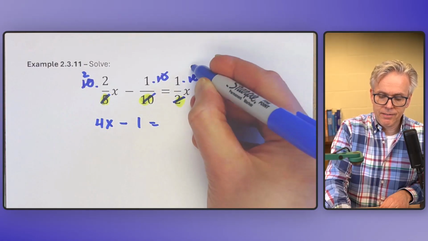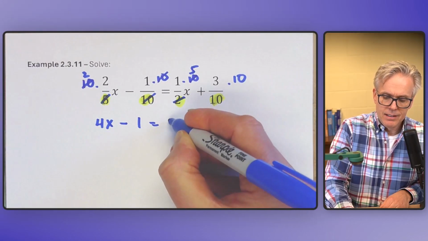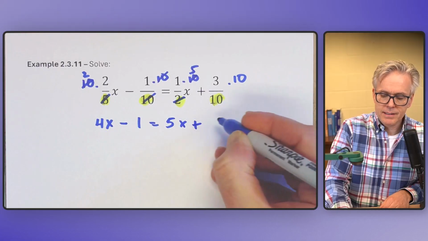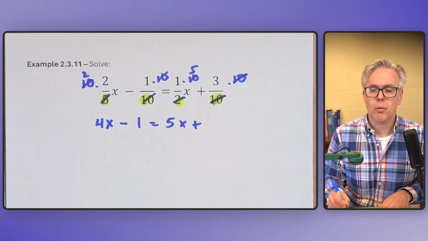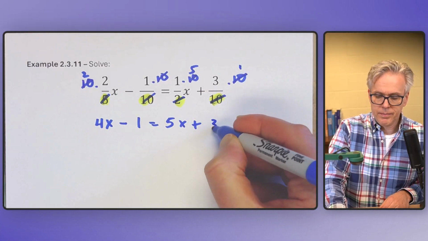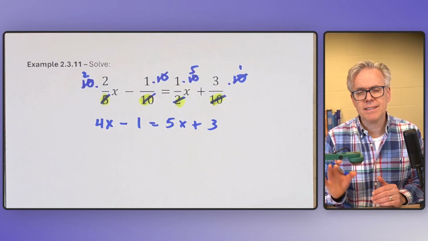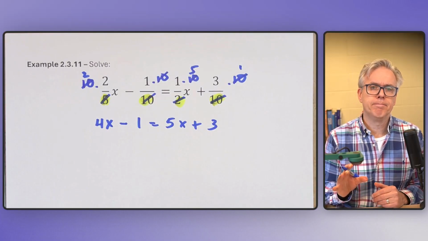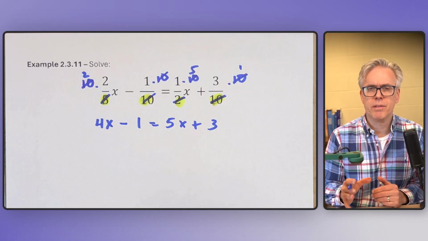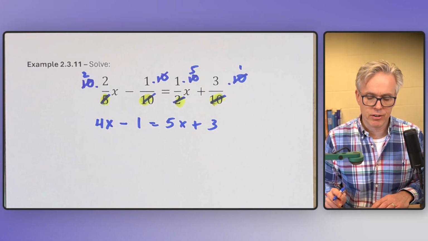So 2 goes into 10 5 times. Half of 10 is 5. I'm left with 5x plus 10 goes into 10, 1 times 3 is 3. So make sure you see how to do that part. It's fraction arithmetic. There is a lesson within our OER on fraction arithmetic review. You can look that up if you need to.